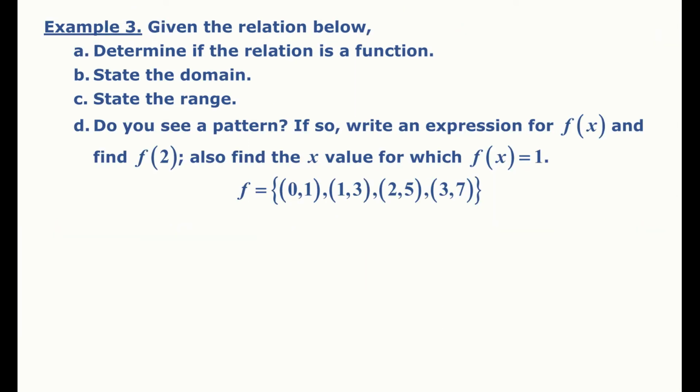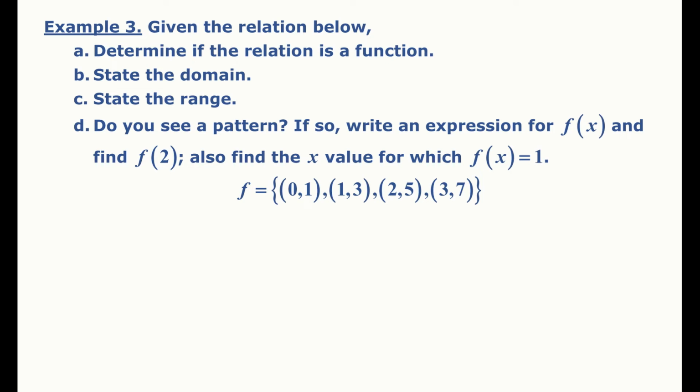For our next example, we're going to look at a given relation, determine if it's a function, state the domain and the range, regardless of whether it's a function or a relation, and then see if we can see a pattern. If so, we'll write an expression for it, and then we'll find f of 2 and also find the value of x for which f of x is 1. So let's start by determining whether it's a relation or a function.